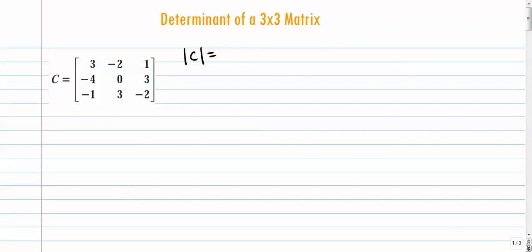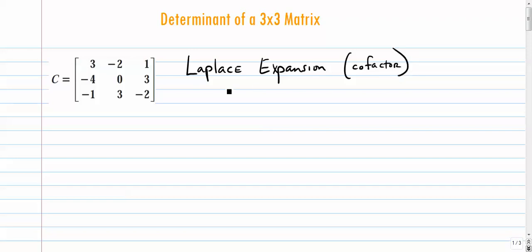Alright, so this first method right here we're going to call Laplace expansion, or cofactor expansion. And what it basically says is we're going to take a look at the first entry, first row, first column. We're going to write that down. Now we're going to multiply that by the determinant of a minor matrix.